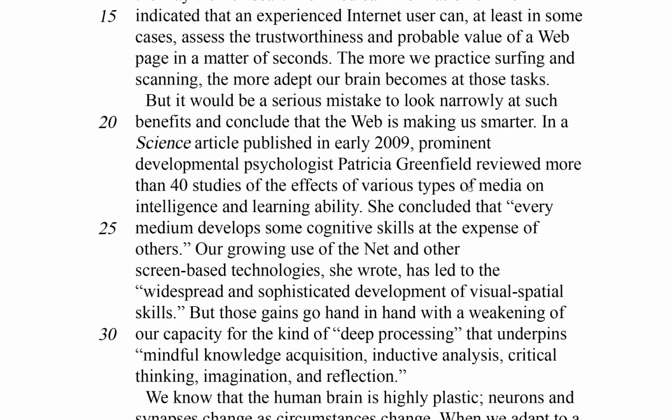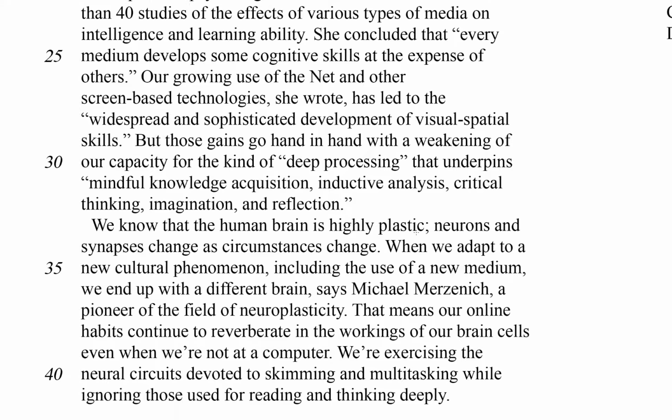All right, so line 33. I'm going to show you 2 ways to do this question. The first way is that we're going to read the sentence and make a prediction in our own words about what we think the answer is. So we know that the human brain is highly plastic. Neurons and synapses change as circumstances change. And I'm going to cross out plastic and try again. What fills in the blank?